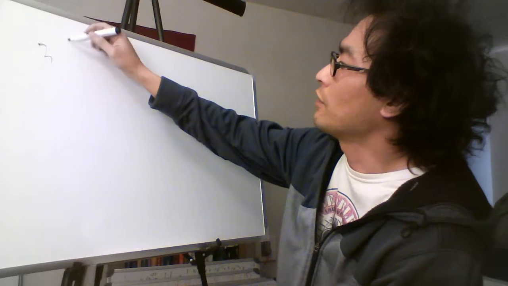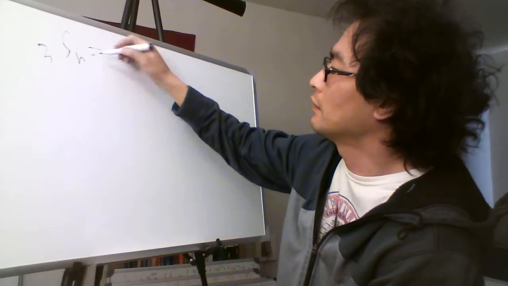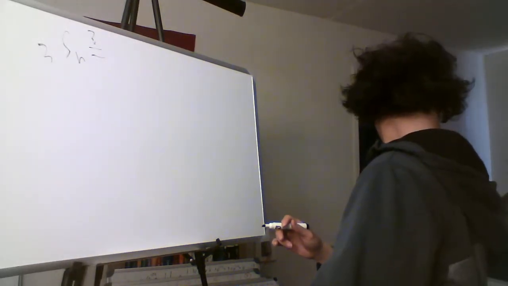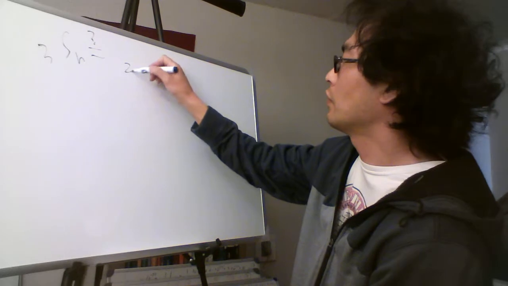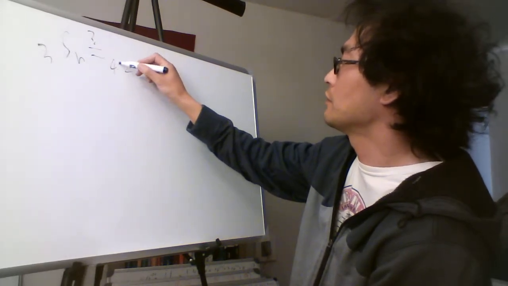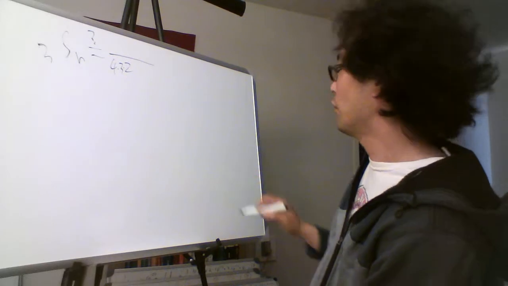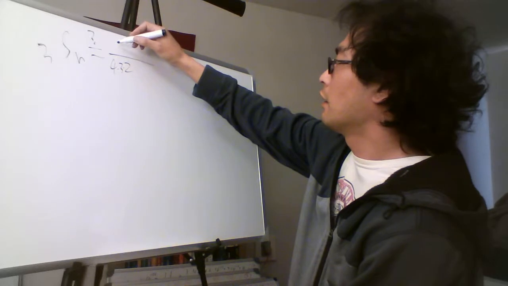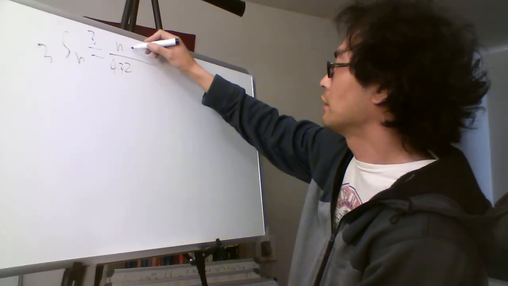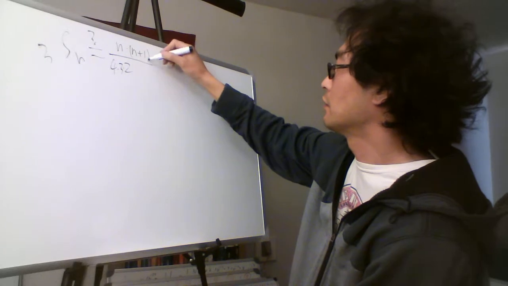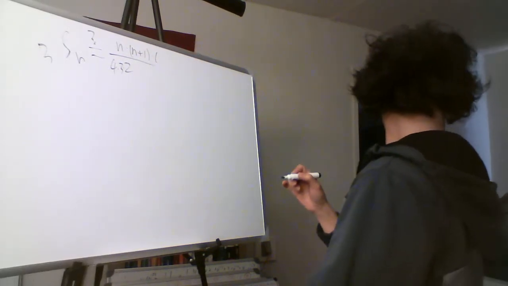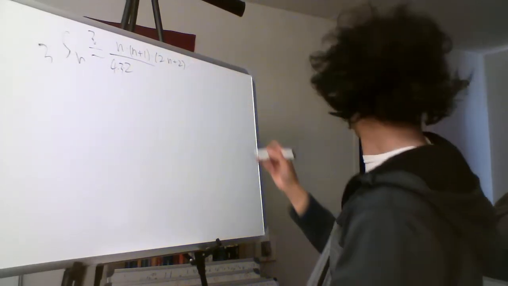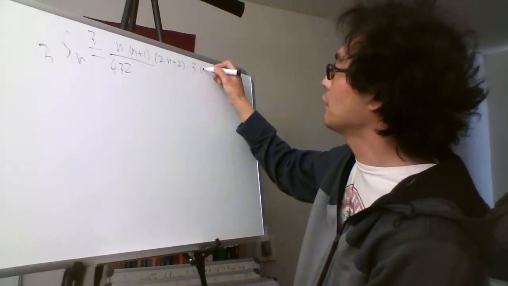So tentatively, 3SN. You have what? 4 times 3 times 2, 24. N times n plus 1 times 2n plus 2 times 3n. Tentatively, okay? Let's see.